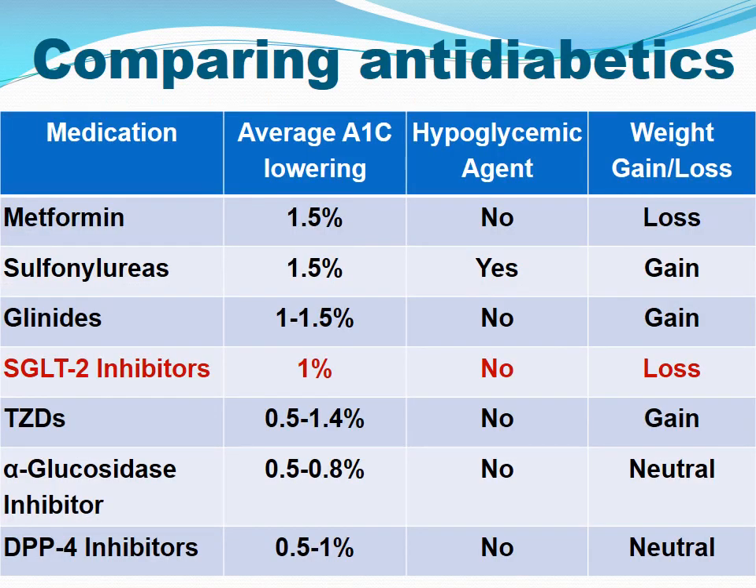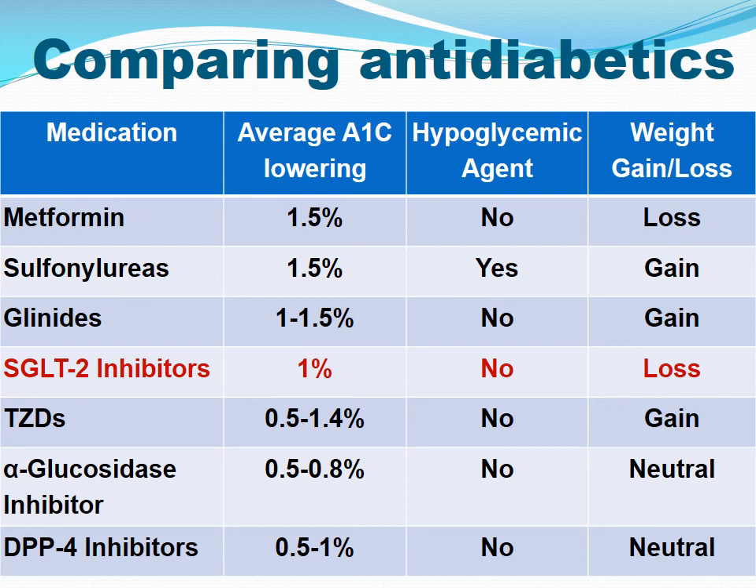This slide shows a comparison between the different anti-diabetic drugs used for treatment of diabetes, with their effects on HbA1c measurement, hypoglycemic effect, if they produce hypoglycemia or not, and their effect on the weight of the patient, if they cause weight loss or weight gain. For example, metformin reduces the A1c by 1.5%, does not cause hypoglycemia, and causes weight loss. Sulfonylurea also reduces A1c by 1.5%, causes hypoglycemia and weight gain.